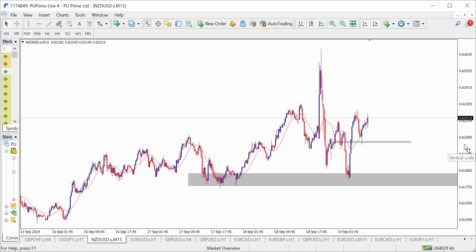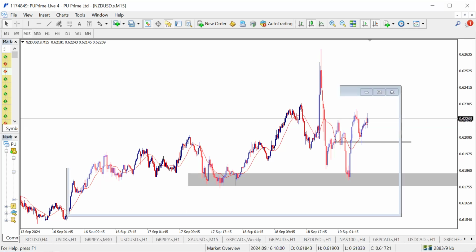Around 0.620 whereabouts before moving to the upside. So we wait for whatever the market plays out for us. Don't forget, we have news on GBP and also the US dollar by 1:30. GBP is by 12 p.m.